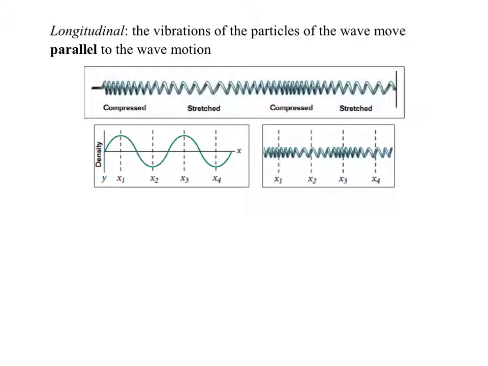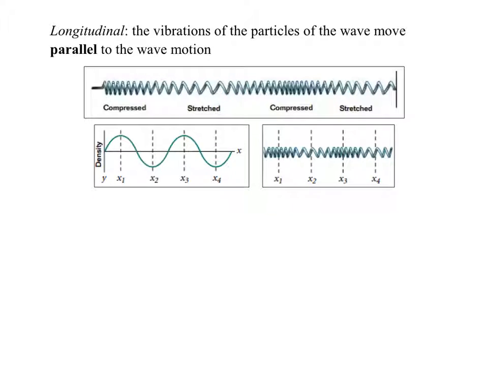So what you're seeing here is the compressed part of the spring, the stretched part of the spring, and then the wave passes through here. It's now compressed, and then it goes beyond this, which leaves it stretched. So that's what we're talking about for longitudinal waves. When I referenced sound waves at the beginning of the period, I was talking about longitudinal waves.